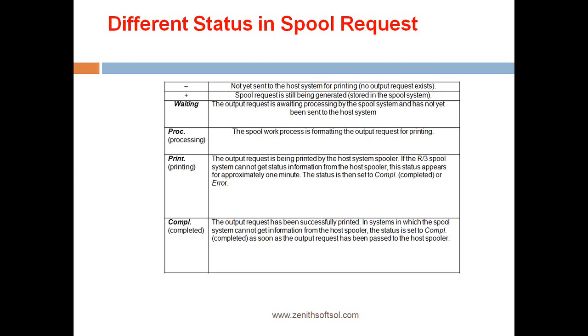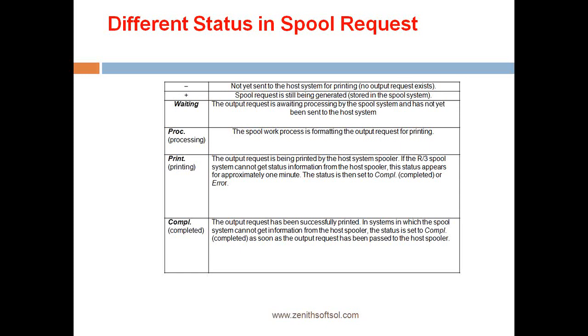Now, in this layout, it's very important to know about the status in the spool request, such as what the minus sign indicates. It's nothing but not yet sent to the host system for printing. Means when the user sends a request for printing, if it shows minus, it has not been sent to the host system for printing. Similarly, the plus sign says the spool request is still being generated.